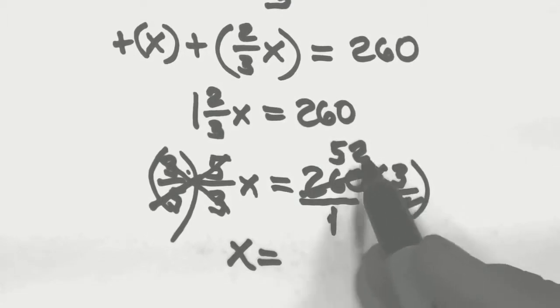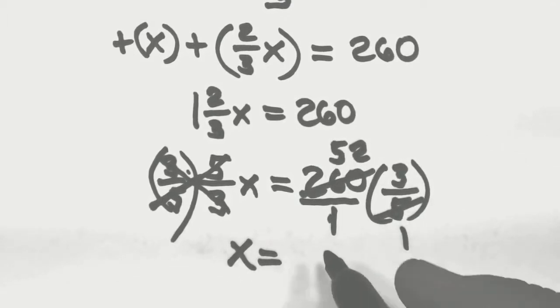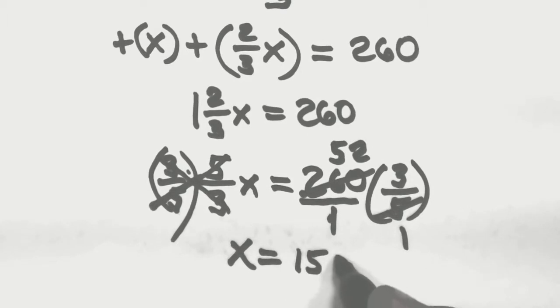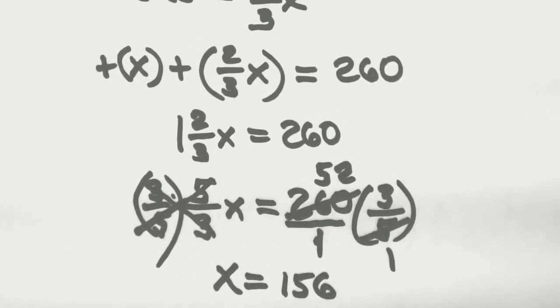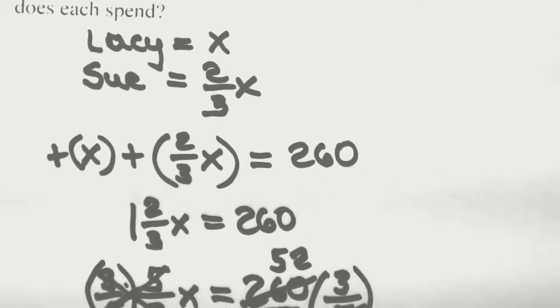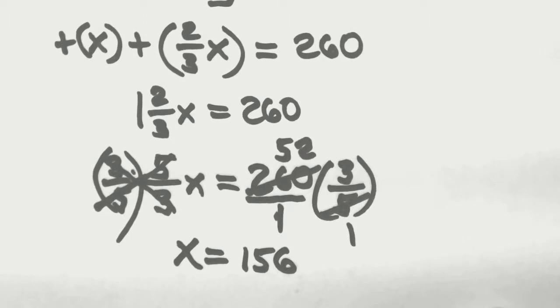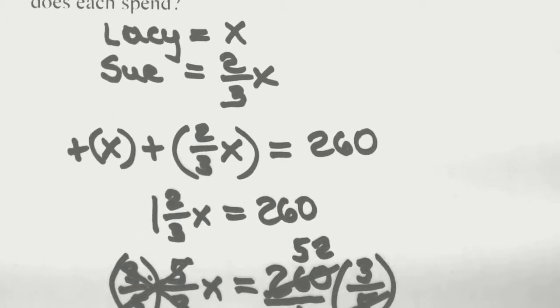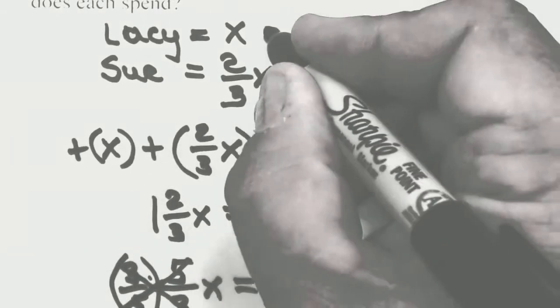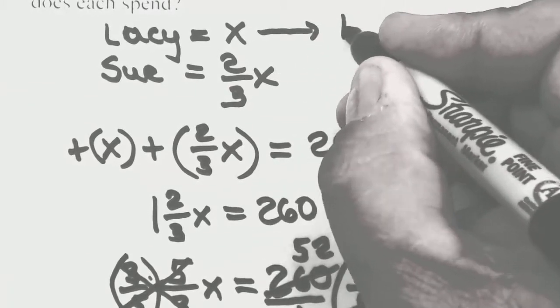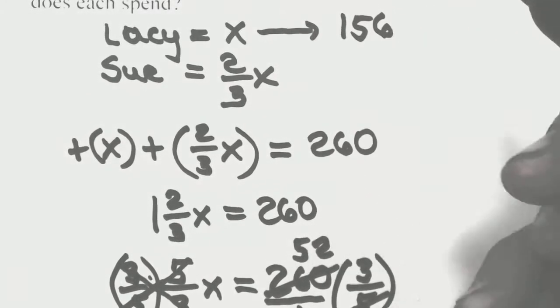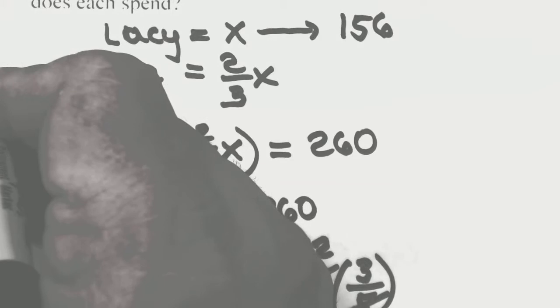Okay, what's x? 3 times 52, which would be 156. Okay, let's go back and see if this indeed works with what we have. Remember, we've got x equal to 156, so if we go back to the top up here, that means Lucy spends $156.